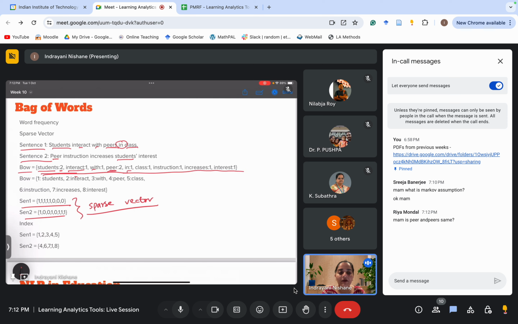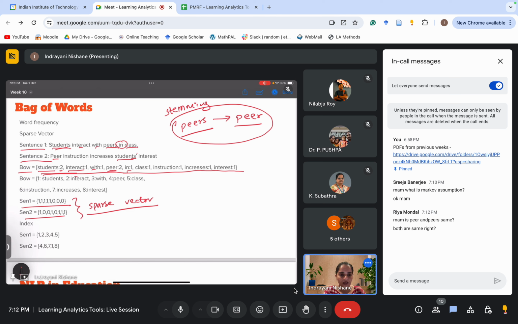Yes, the computer will interpret peer and peers as the same because of lemmatization and stemming. So if peers is converted to peer, which operation is it, lemmatization or stemming? In lemmatization, a word is reduced to its root word, but in stemming, the suffixes are removed. So this operation will be stemming. Similarly, students and students with an apostrophe will also be interpreted as the same word.